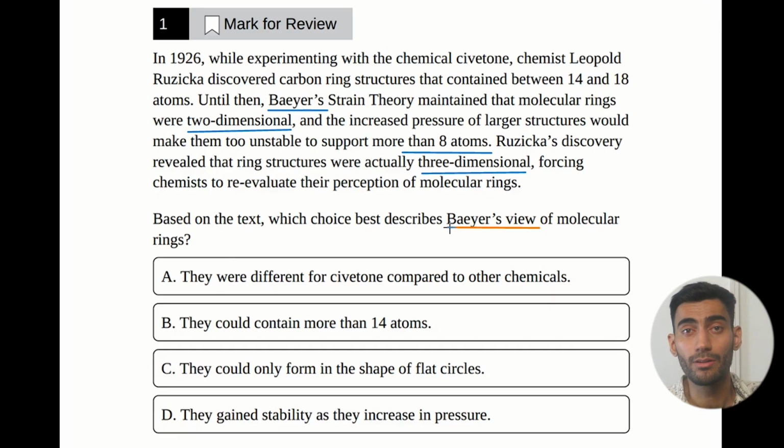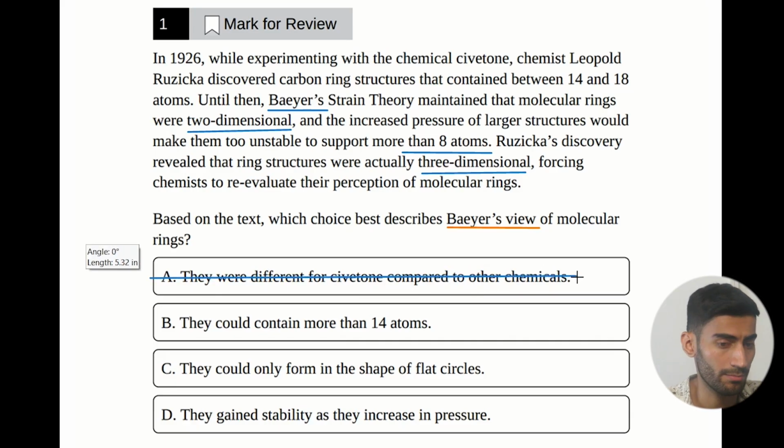So what does Bayer think? What's Bayer's view on this topic? A: They were of molecular rings. They were different for civitone compared to other chemicals. We didn't talk about any comparison with other chemicals here, so this one is clearly not the right choice.